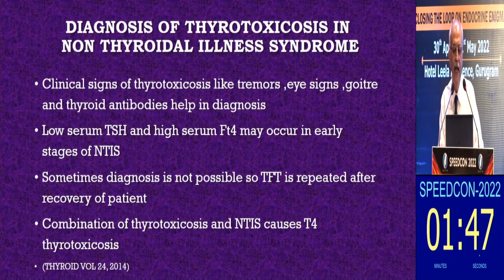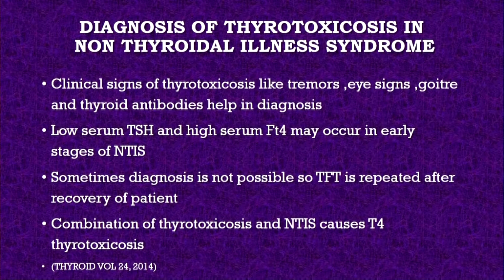So how do you make a diagnosis of thyrotoxicosis and non-thyroidal illness? The clinical signs of thyrotoxicosis like tremors, eye signs, goiter, and thyroid antibodies all help. Low serum TSH, high serum T4 may occur in early stages of non-thyroidal illness syndrome. So think of that. Sometimes diagnosis is not possible, so TFT is repeated after recovery of the patient. And a combination of thyrotoxicosis and non-thyroidal illness causes T4 thyrotoxicosis, in which the T4 is high, T3 is normal, and the TSH is low.